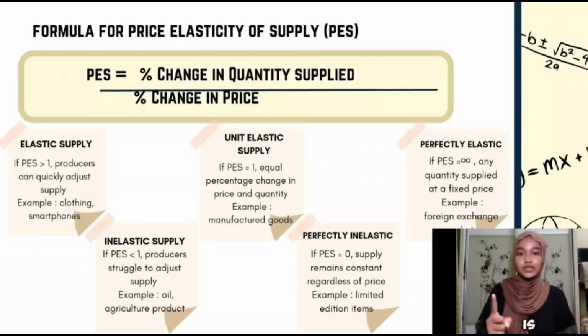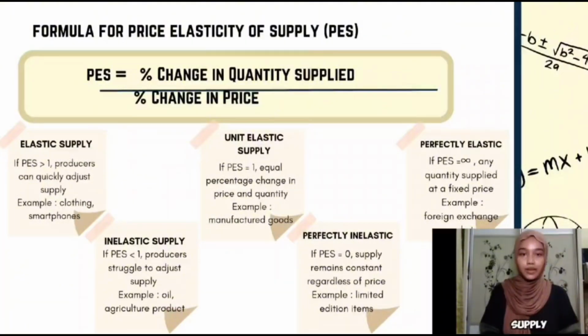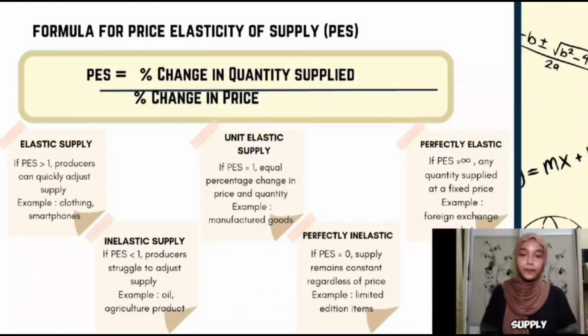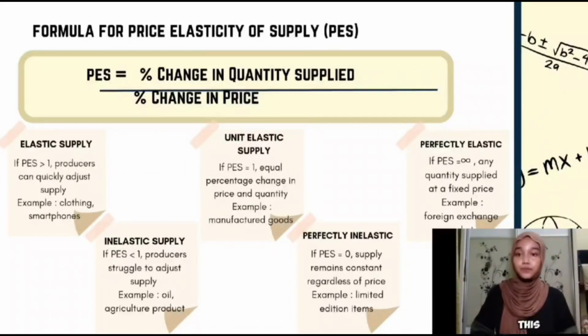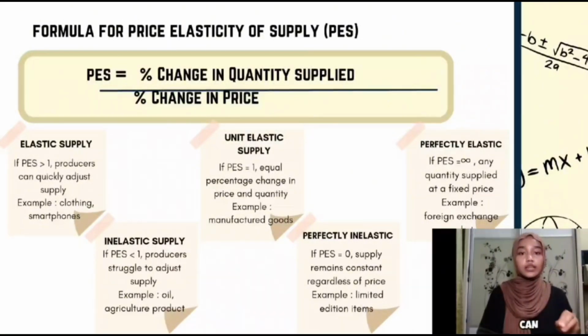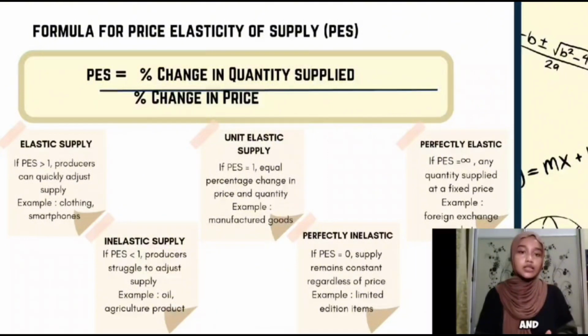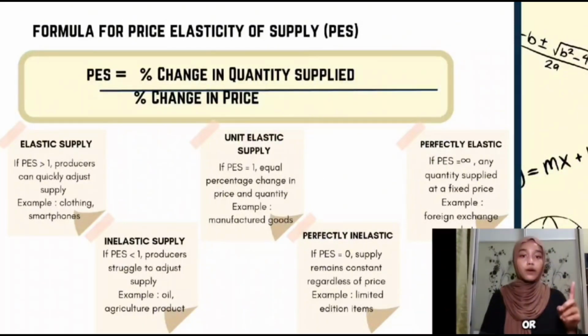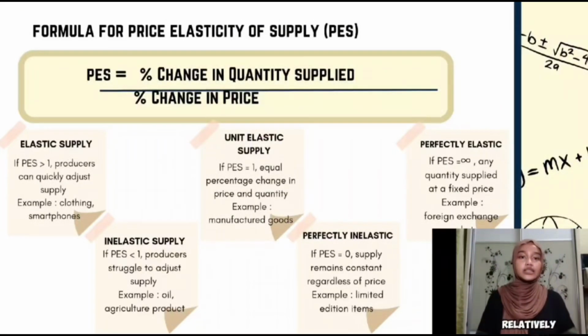The first one is elastic supply. When PES is greater than 1, supply is elastic. This means producers can quickly adjust their supply in response to price changes. For example, clothing and smartphones have elastic supply because manufacturers can scale production up or down relatively easily.